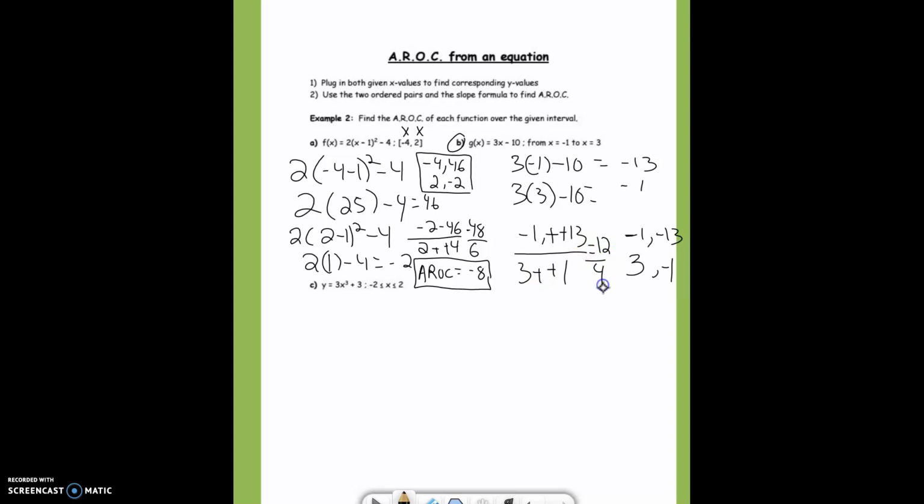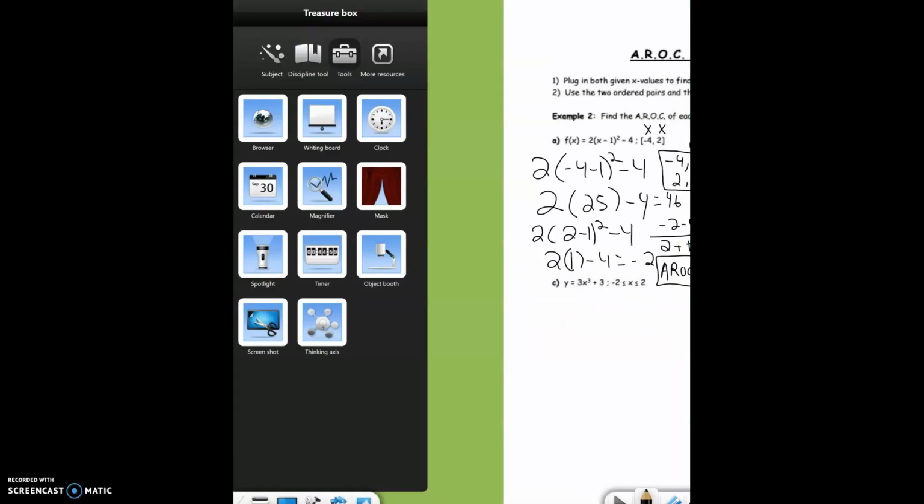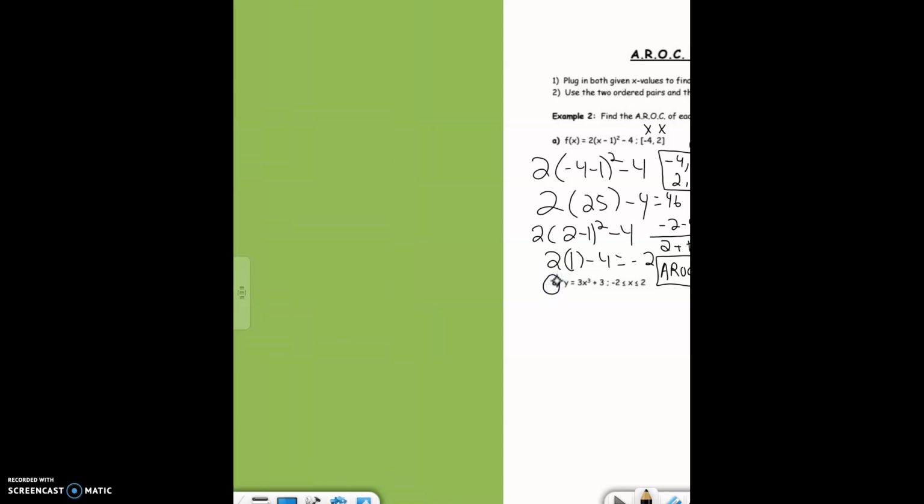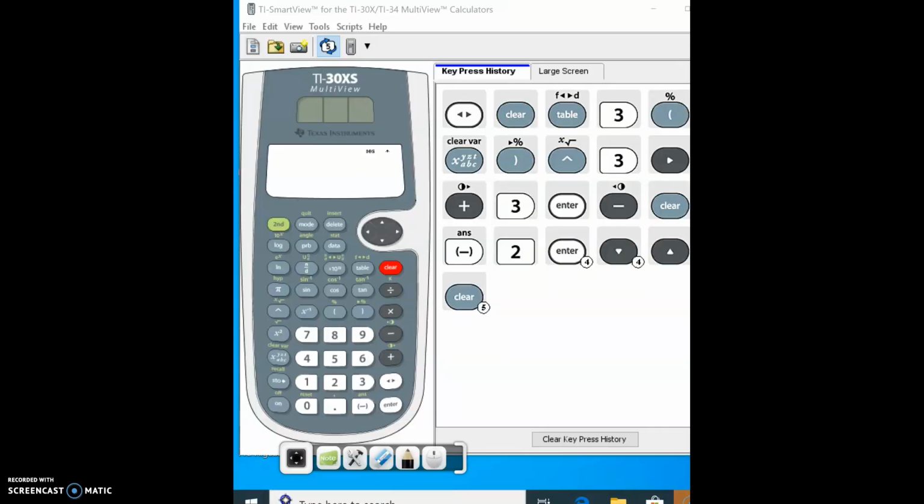Over 4, or my average rate of change is going to be 3. Okay. All right. So what I'm going to do next is we're going to do C, and I want to show you how to do it in your calculator, okay? So hopefully you have our graphing calculator here. Let me just clear the screen here.